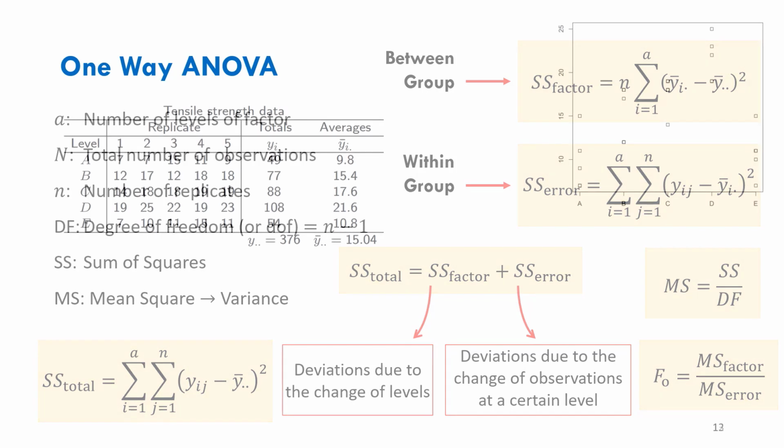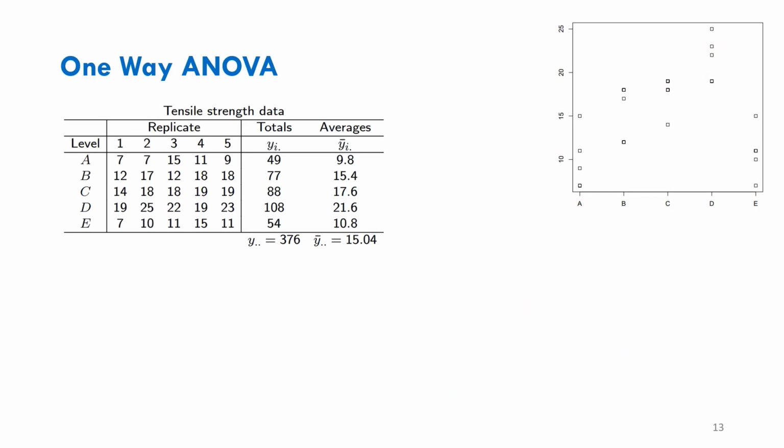Now going back to the example, here we have 5 levels, which is represented by A, and small n for the replicate. Here the number of replicates is 5, and the total number of observations can be found by multiplying the number of levels with the number of replicates. It comes to be 25.